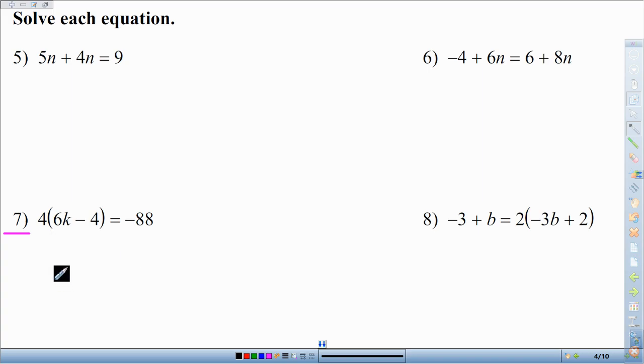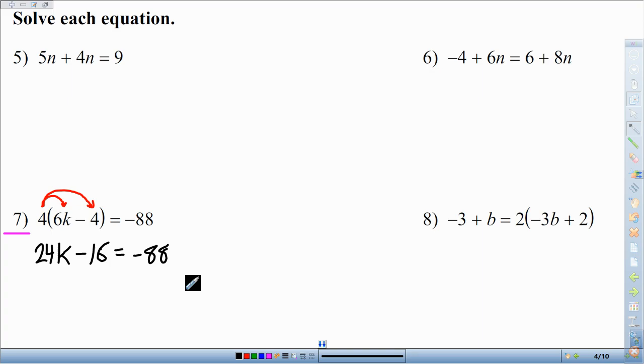All right, so I want to take a look at number 7. This is kind of a typical problem. We have some distribution. Remember, when you see distribution, that's the first thing you should worry about. So I'm going to go ahead and do that. I like to show the little arrows. Remember, distribution is multiplication. So 4 times 6k gives me a 24k. And 4 times negative 4 gives me a negative 16. All right, I always say, use your calculator when in doubt. It's not worth guessing on some of this and potentially getting it wrong.